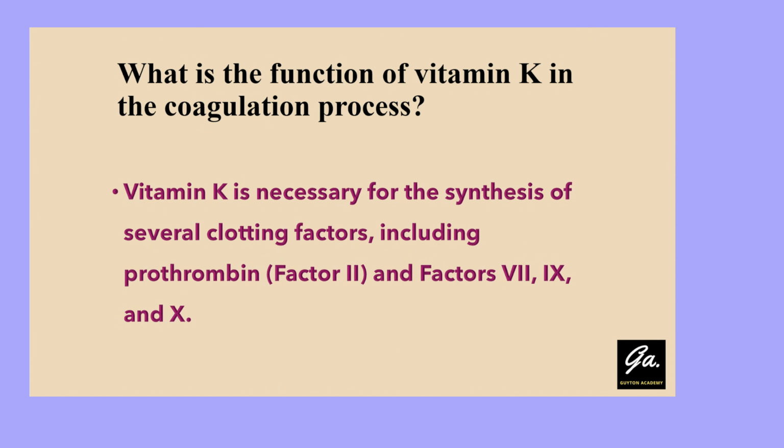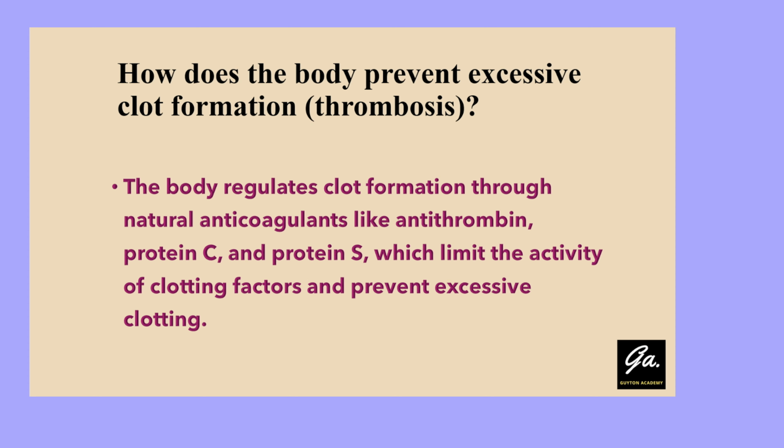What is the function of vitamin K in coagulation process? Vitamin K is necessary for the synthesis of several clotting factors including prothrombin, factor 2 and factor 7, 9 and 10. How does the body prevent excessive clot formation, thrombosis? The body regulates clot formation through natural anticoagulants like antithrombin, protein C and protein S, which limit the activity of clotting factors and prevent excessive clotting.